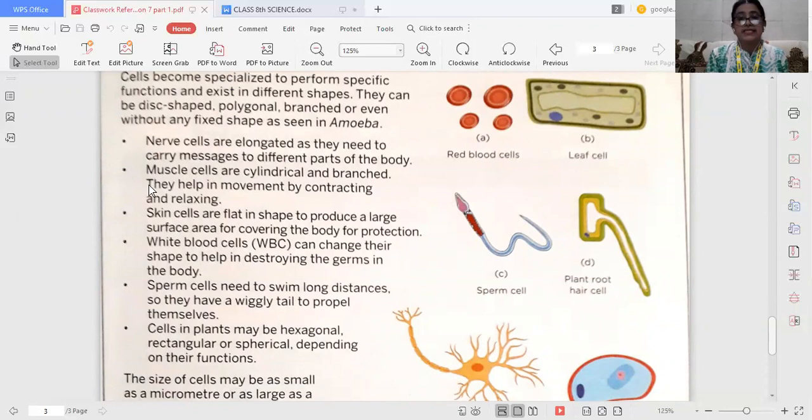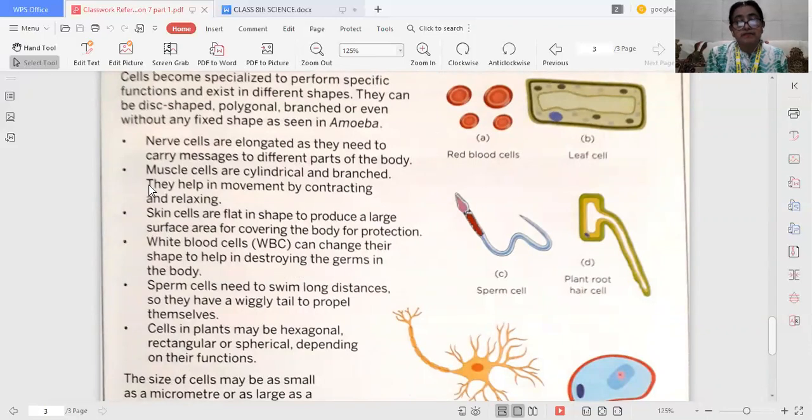Then comes the muscle cells. Muscle cells are cylindrical and branched. Why? Because they help in movement, by contracting and relaxing. Skin cells are flat in shape. They are flat in shape because they have to cover a large surface area.